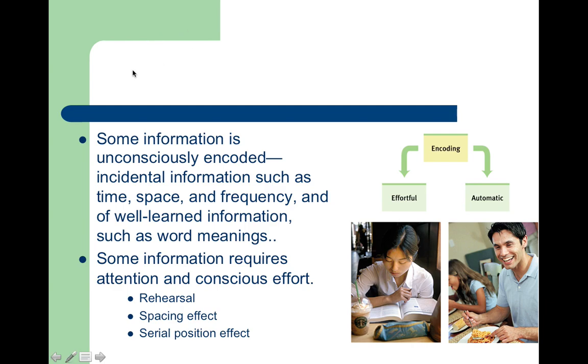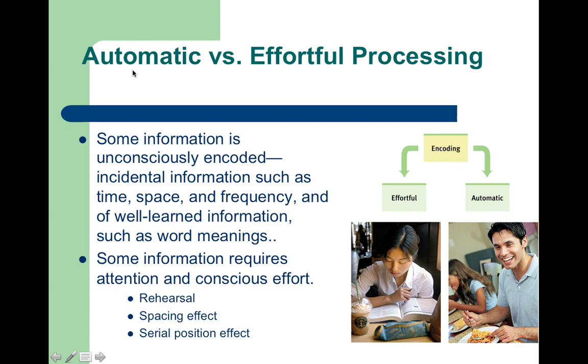Some of the information that we encode happens automatically without any kind of conscious effort. And sometimes it's incidental information, that of time, space, and oftentimes frequency. So when we automatically process something, let's use space for example. Sometimes while you're reading in your textbook, you'll encode the place on the page where your certain material appears. And later when you're trying to recall the information, you can actually visualize the location in your book or in your notes. And so that was something we unconsciously encoded.